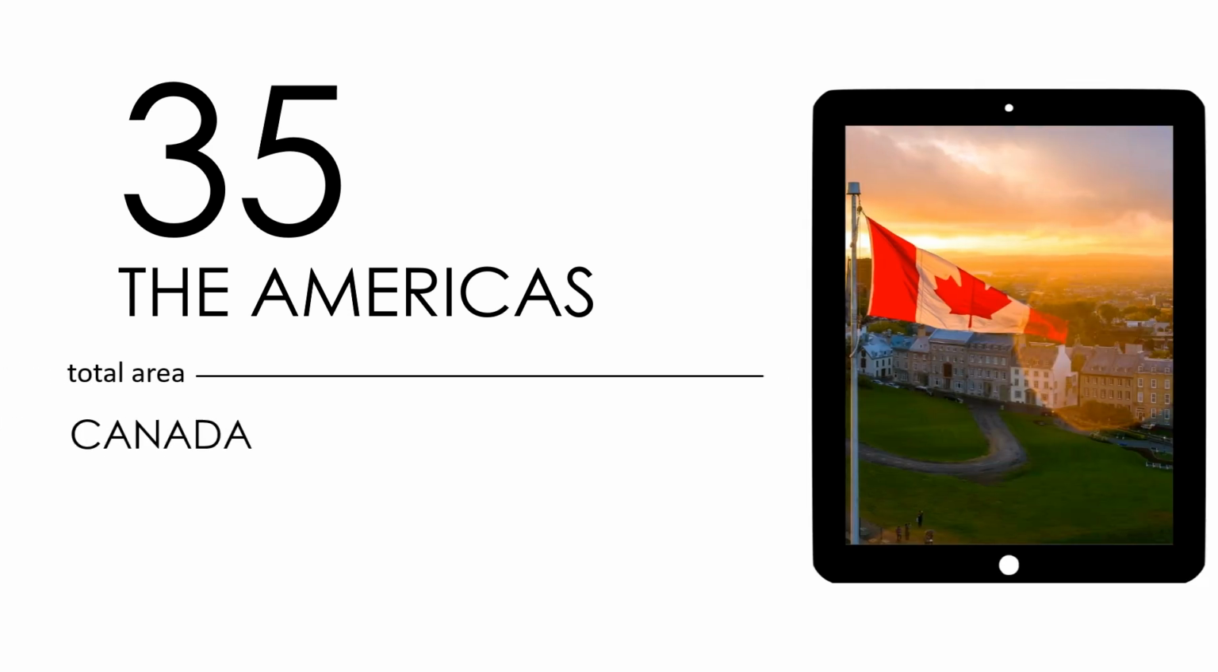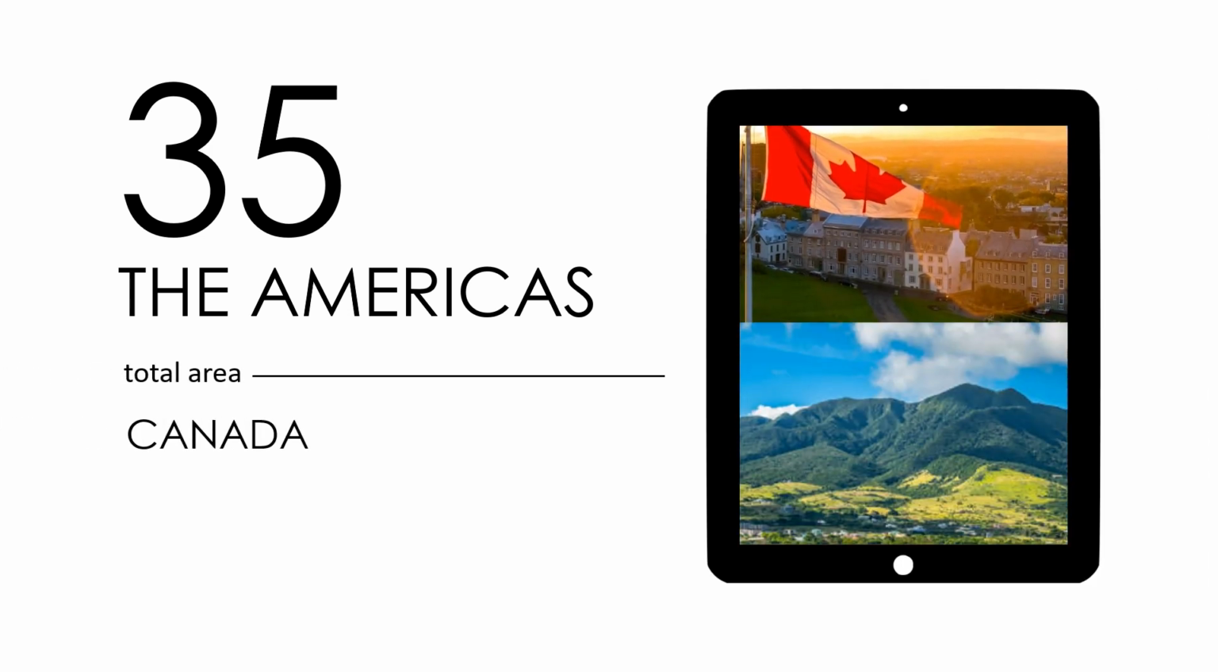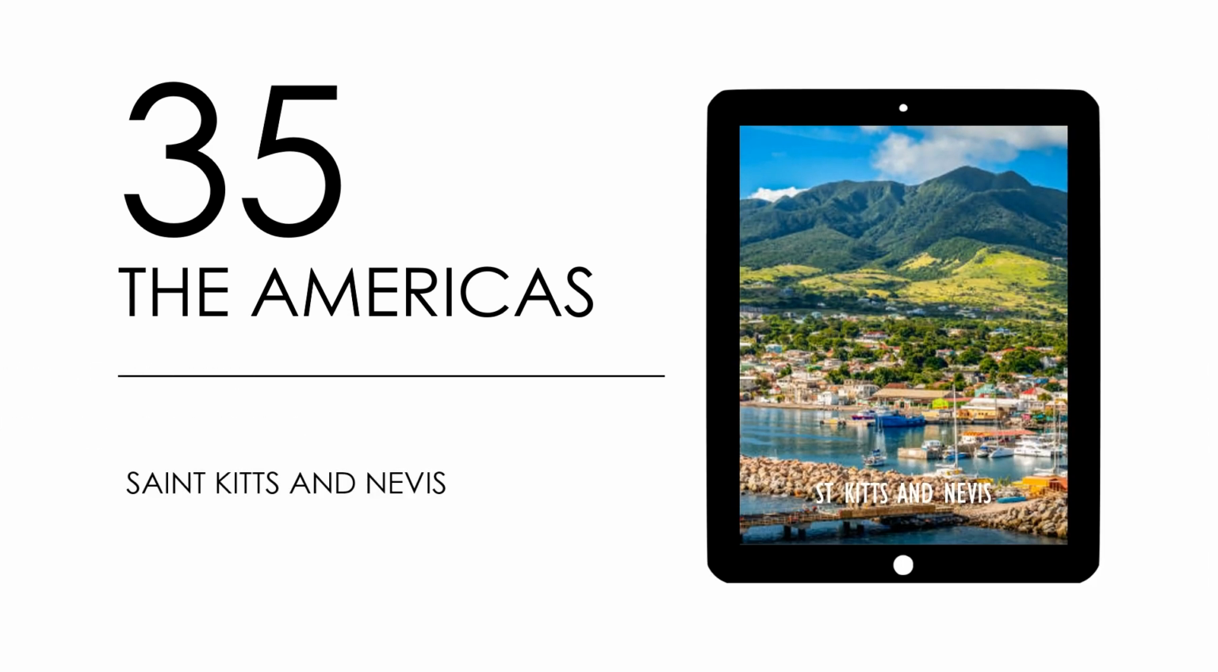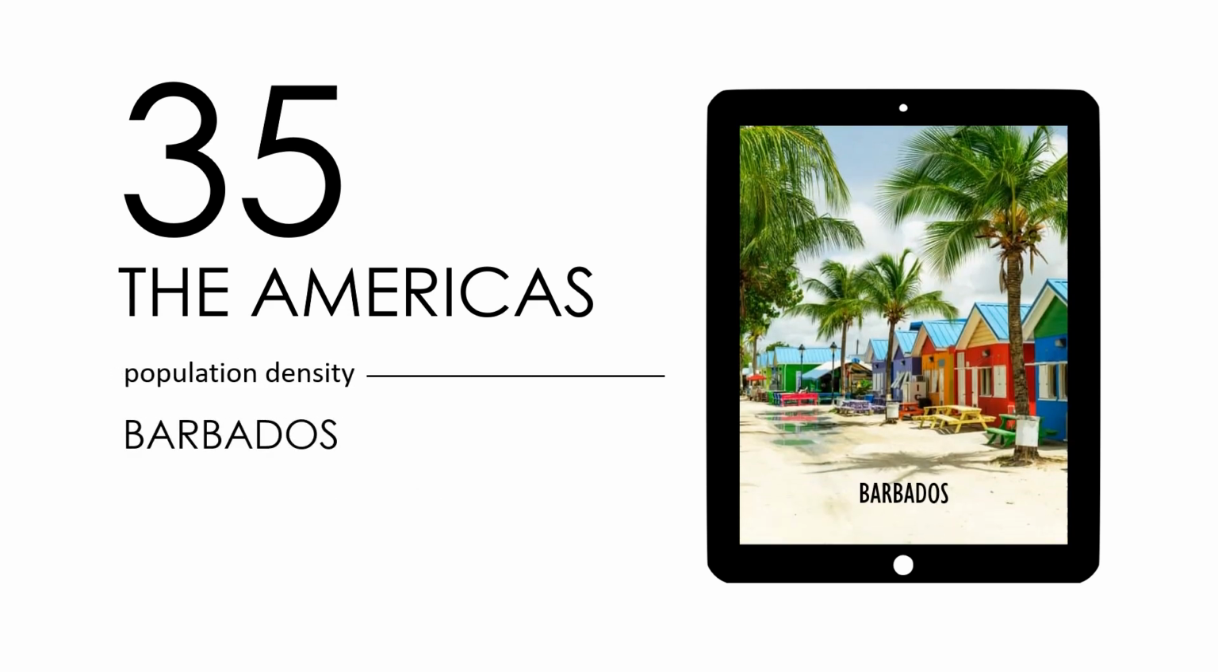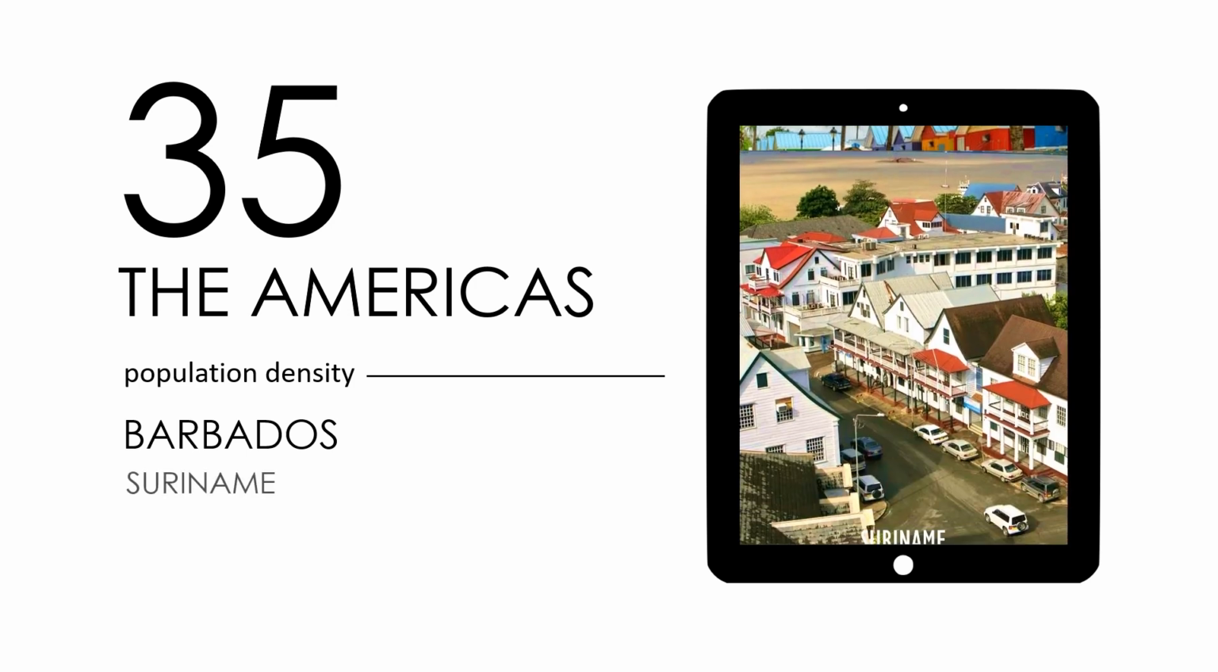The largest country in the Americas is Canada, and the smallest is St. Kitts and Nevis. St. Kitts and Nevis is also the country with the least population. And the country with the most population is USA. The most densely populated country is Barbados. And the least is Suriname.